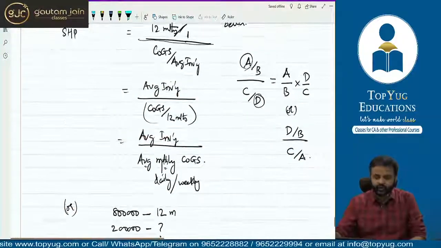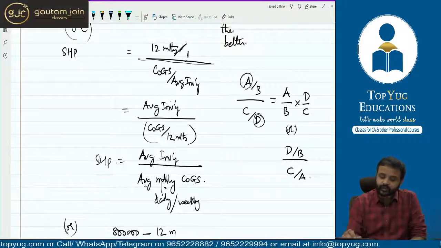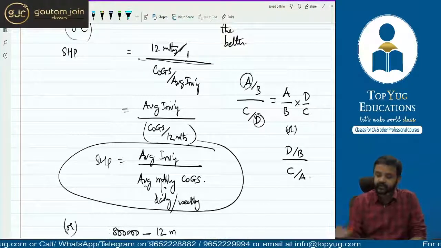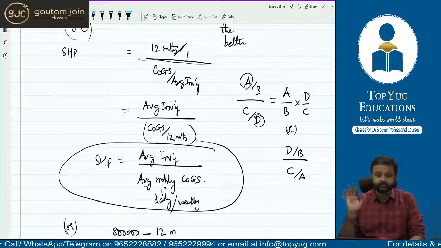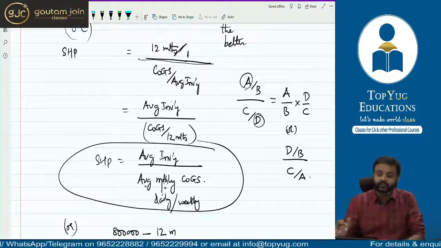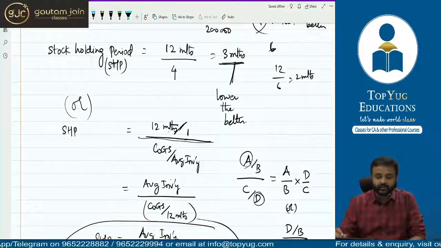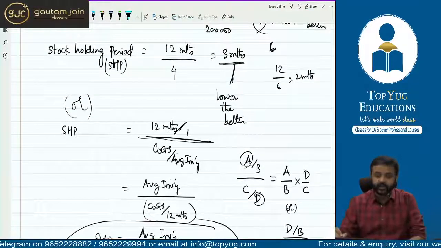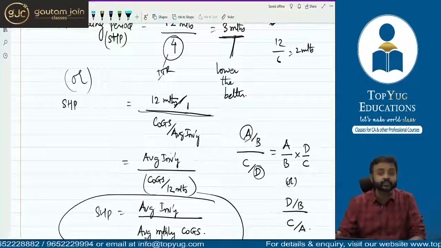So if you don't want to do that, then another formula which is there for stock holding period is this one, right? Average inventory upon average daily or monthly or weekly cost of goods sold. How did we arrive at that? I've shown you that also. This stock holding period is 12 months upon ITR. How do we get ITR? This 4 is nothing but ITR, no? So how did we get ITR? Cost of goods sold by average inventory.